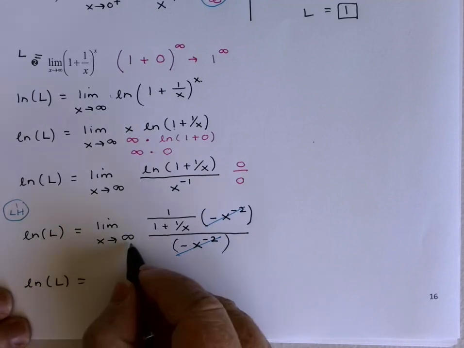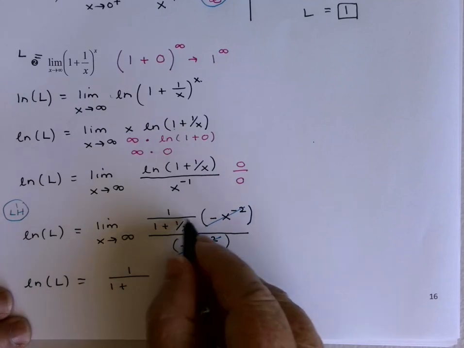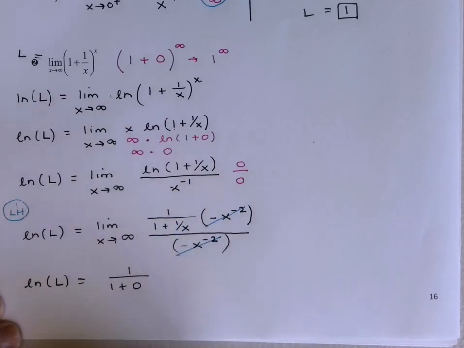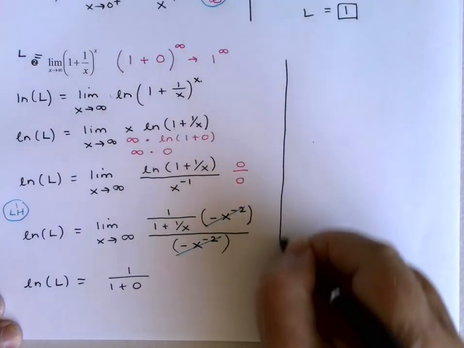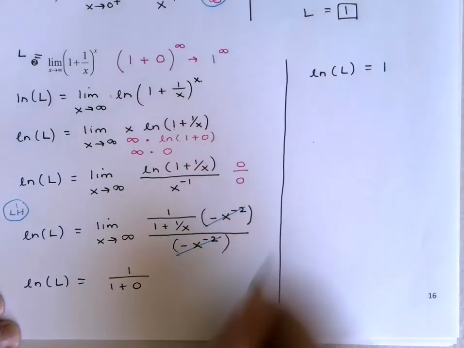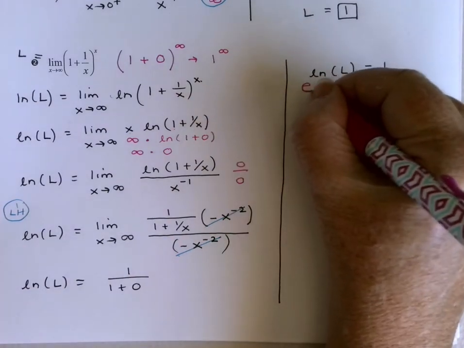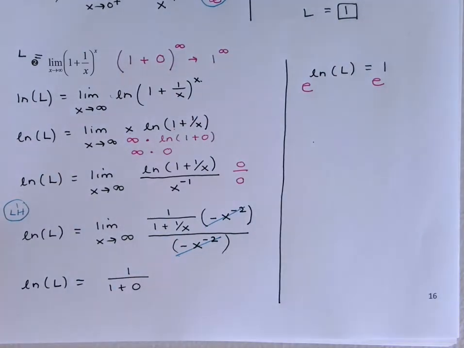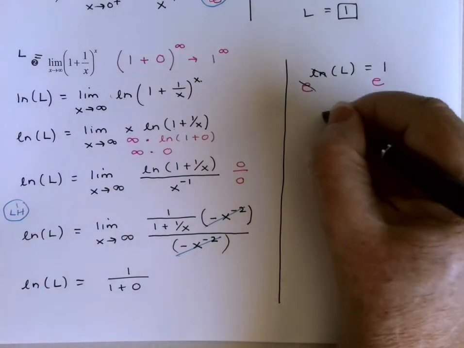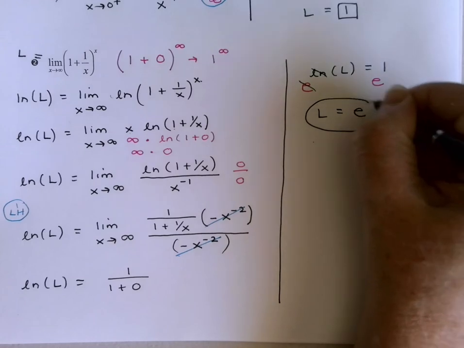All right, as x goes to infinity, I'm going to end up with 1 over 1 plus 0 for that fraction. So the natural log of my limit is just 1. And once again, I got to get rid of the ln. I want to know what L is. So if I exponentiate on both sides, L is e to the first, or just e.